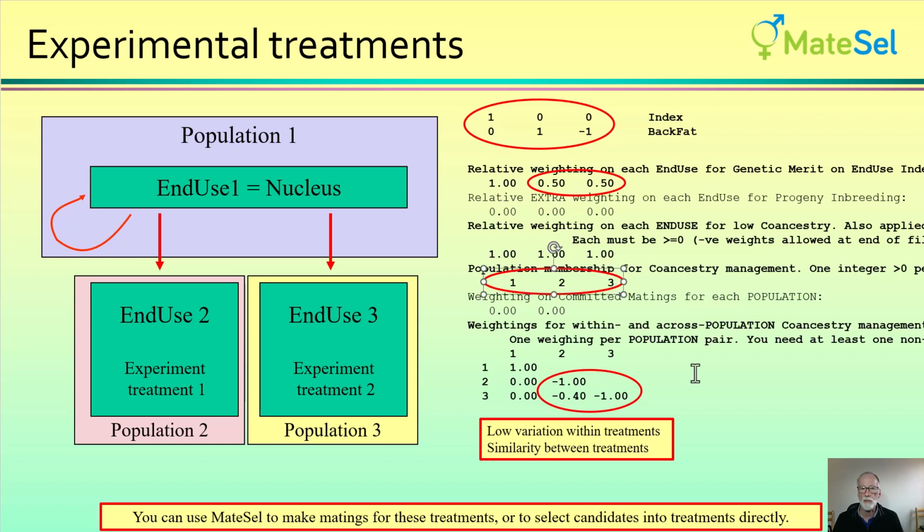Of course, we have 3 populations, and the co-ancestry management might tend to go something like this. We're going to use negative weightings on the diagonals to give low variation within treatments, and a negative weighting in the off-diagonal between them to give similarity between those two treatments, so that the animals in each of the two treatments are genetically more related to each other to give a fairer comparison.